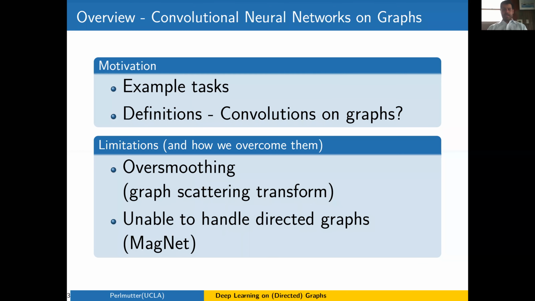And the other big limitation of CNNs is that they're unable to handle directed graphs. And so what I'm going to do is present a simple solution on how we can modify most of the popular graph neural networks in order to handle directed graphs.